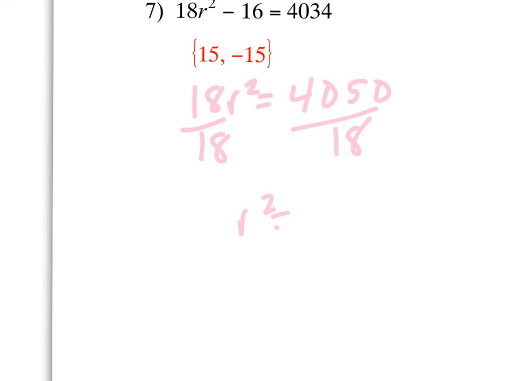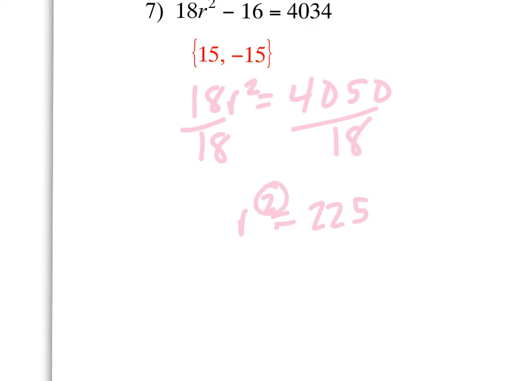R squared equals 4,050 divided by 18. Decent sized number. So we'll just use the calculator. I'm using one right here to the side. You can't see it, but 225 is the number. I don't know that off the top of my head.